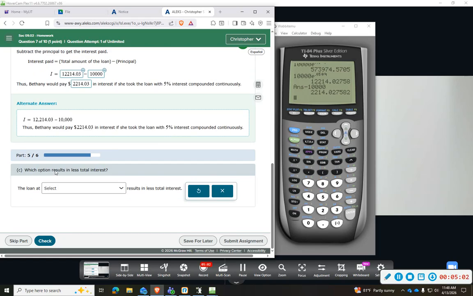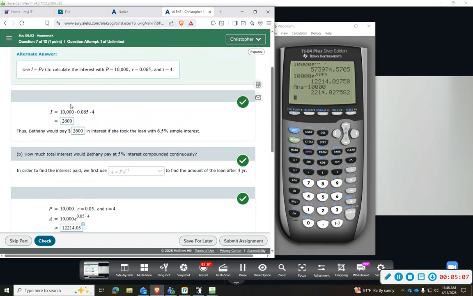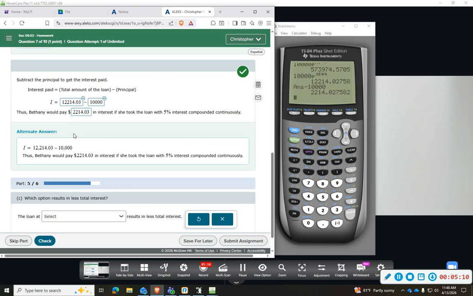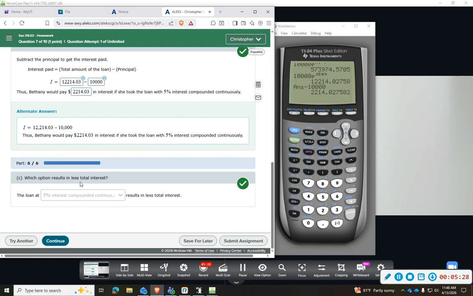And it says which option would result in less interest. So if we compare them, the simple interest at 6.5%, we're going to pay $2,600, and this one, continuous compound, is going to cost us $2,200. So almost $400 less. So we will say the continuous compound. And then it says which option will result in less total interest. Oh, so that was it. We got to check.